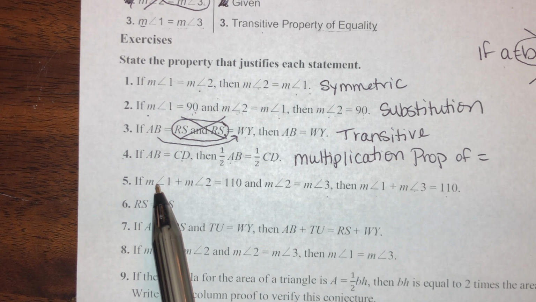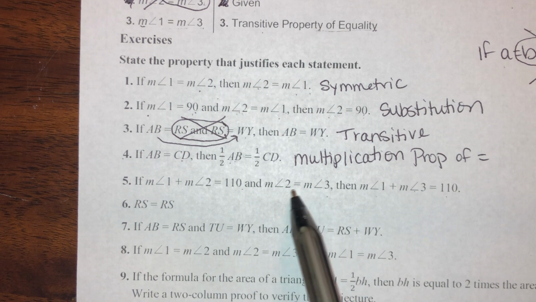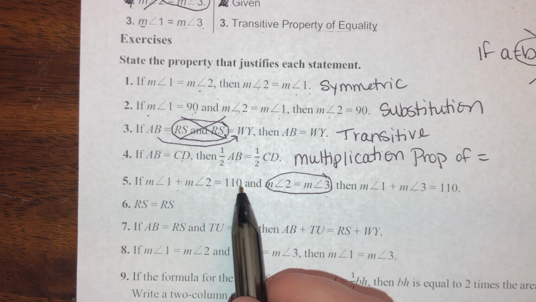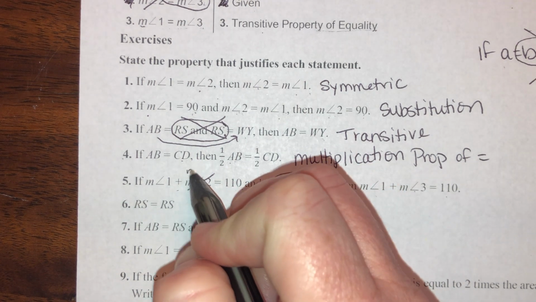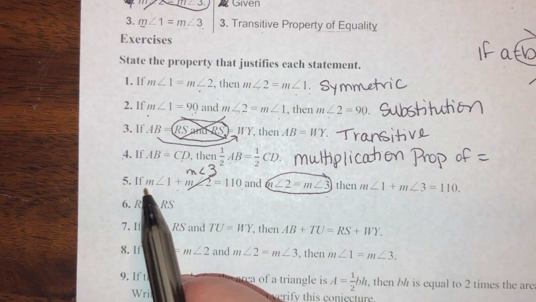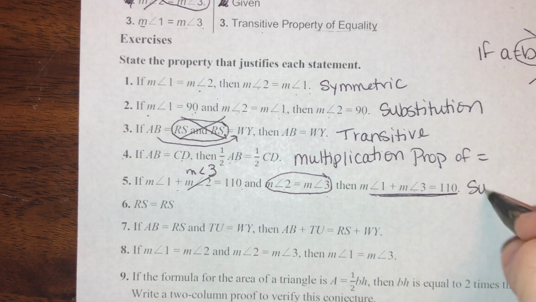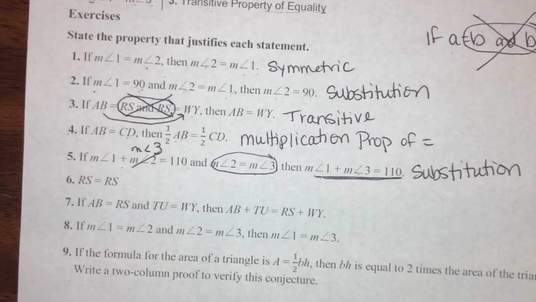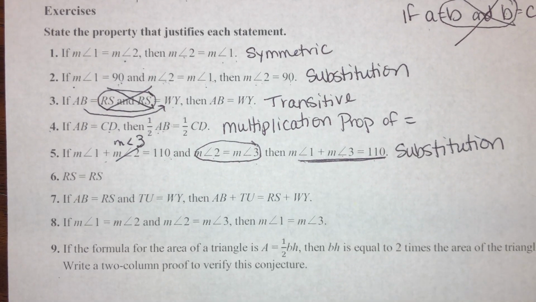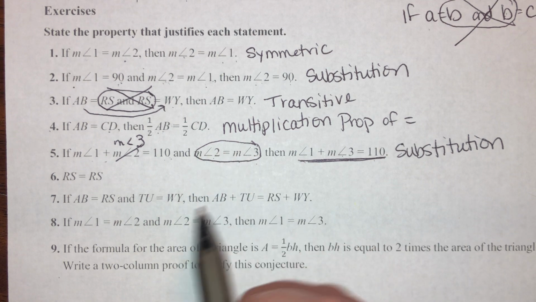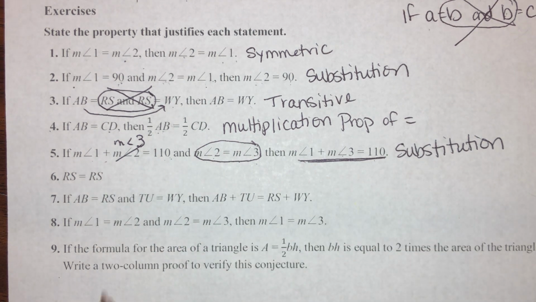But what can it be? Angle 1 plus 2 is 110. Angle 2 is the same as angle 3. So what if, in this first statement, I took out angle 2 and I replaced it with angle 3? Angle 1 plus angle 3 equals 110, which is what they say here. That's substitution. When I replace something in math that has the same equal value, I'm just making it look different. I'm not changing the value. That's always substitution. Here, I just changed angle 2 to angle 3 because it told me that they're the same size. So I made it look different, but it didn't change the value of anything.